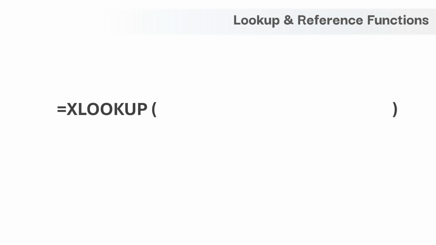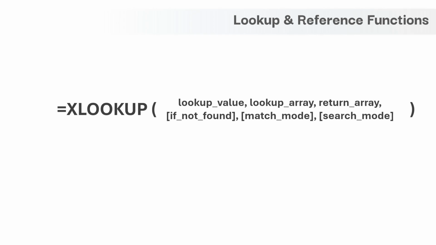This function has 3 mandatory and 3 optional arguments. Let's try to break it down. The function name has 2 elements. First is the letter X, which is the short form of extended, as this function was designed as an extended version of VLOOKUP, HLOOKUP and INDEX MATCH functions. The second is the lookup and is same as before, to look up or search for a value.